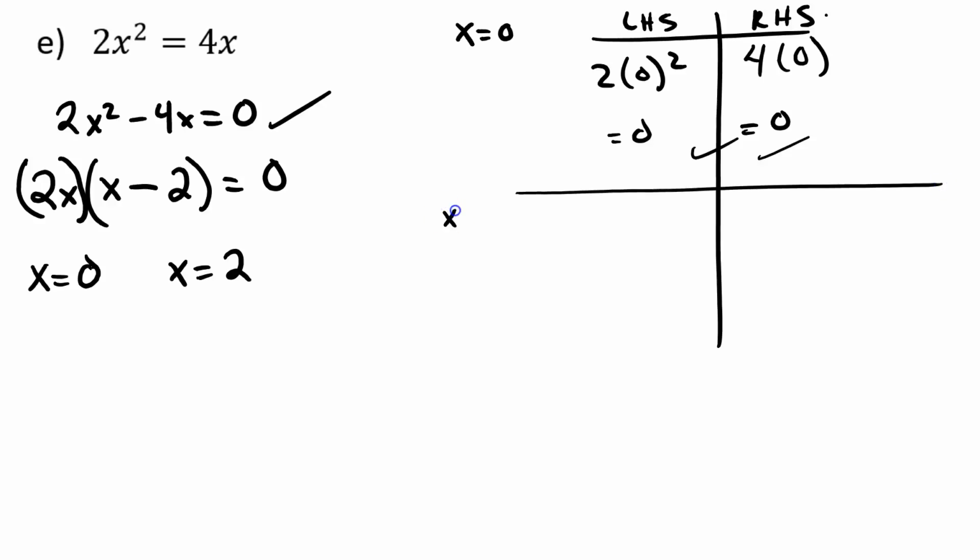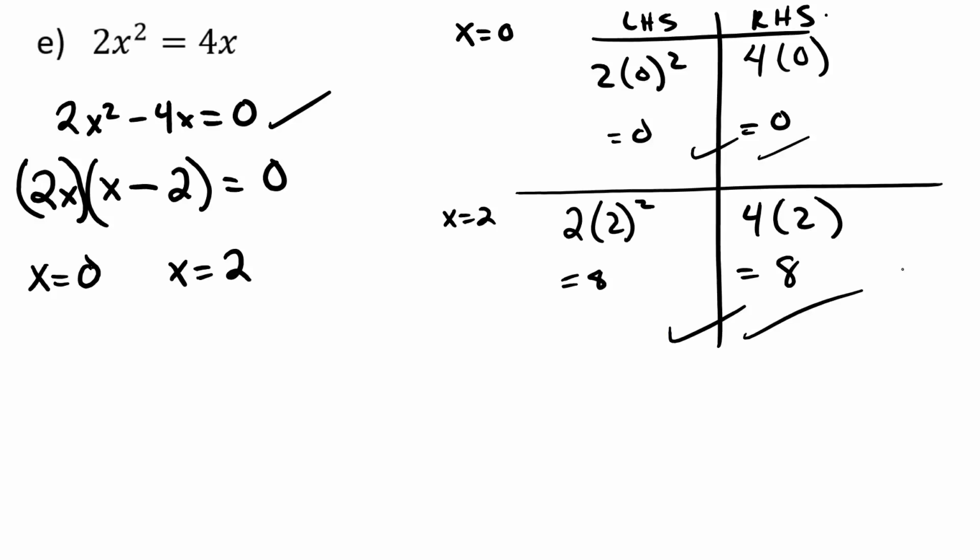What about this one? X equals 2. So then we have 2 to the 2 squared, and we have 4 times 2. This side I'm going to do first because it's easy. 4 times 2 is 8. This one here I'm going to say, remember the exponents first. So 2 to the power of 2 is 4. Times 2 is 8. Woot woot! Left-hand side equals right-hand side. We're verified.